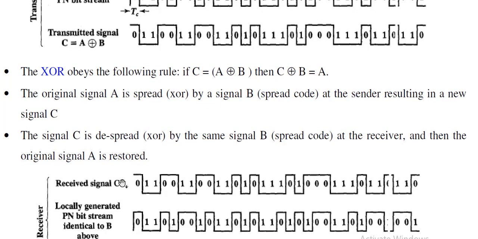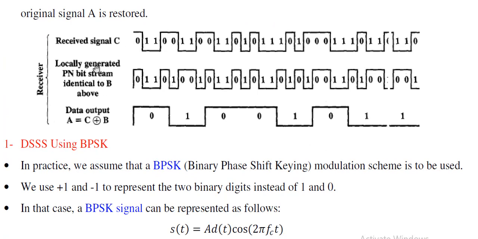So here is the receiver, as we can see. The receiver receives the spread signal. This is not the original signal. This one has some immunity against jamming and interception. Now, it should be XORed with the same sequence that was generated at the sender, which means the sender and the receiver should be in sync, so they should have the same mechanism to generate pseudo noise numbers or a bit stream.